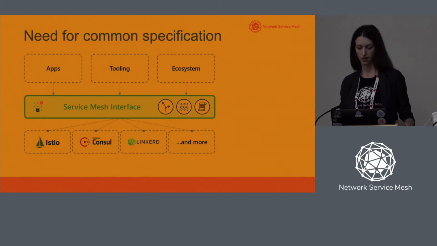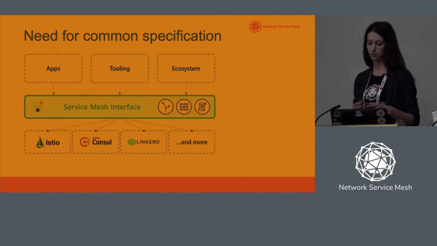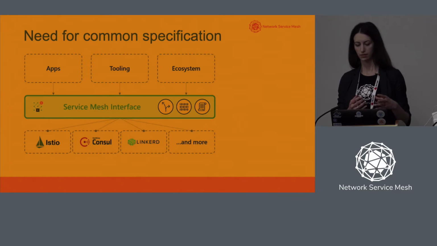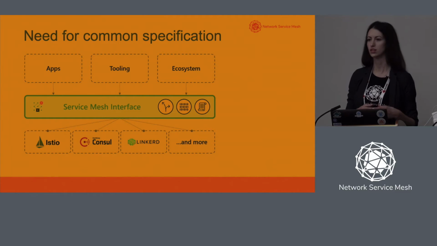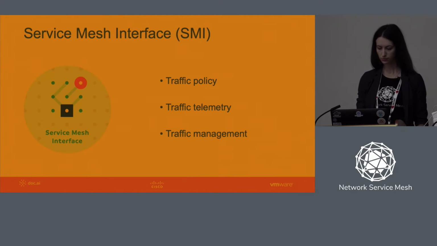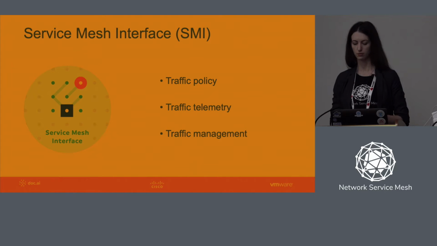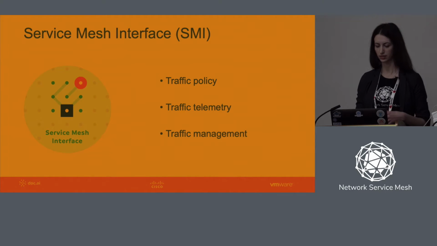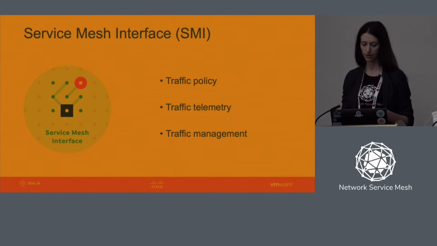SMI, the service mesh interface, has been around for less than a year, and so far its goal is to provide a common portable set of service mesh APIs. With benefits like that, you can create applications that use service meshes without binding to any specific implementation, and you can easily switch between different service meshes. The service mesh interface covers some of the most common service mesh API use cases, like traffic policy, which is for applying policies for identity and transport encryption across services, traffic telemetry, which is for capturing key metrics like latency and error rate between services, and traffic management, which is for shifting traffic between different services.